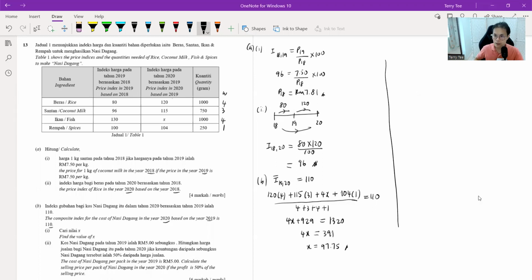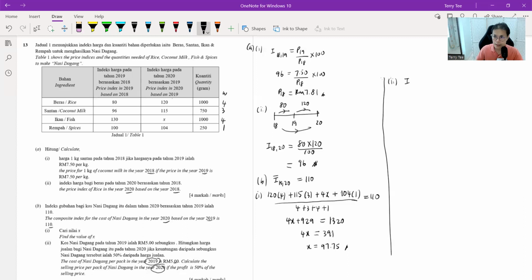Okay, next, the cost of nasi dagang per pack in year 2019 is 5 ringgit. Calculate the selling price in 2020 if the profit is 50% of the selling price. Okay, so this is 2019. We want to find 2020. All right, so we know the overall cost has gone up actually by 10%. Yeah, your composite index represent the overall cost. So we know the overall cost has gone up by 10%.